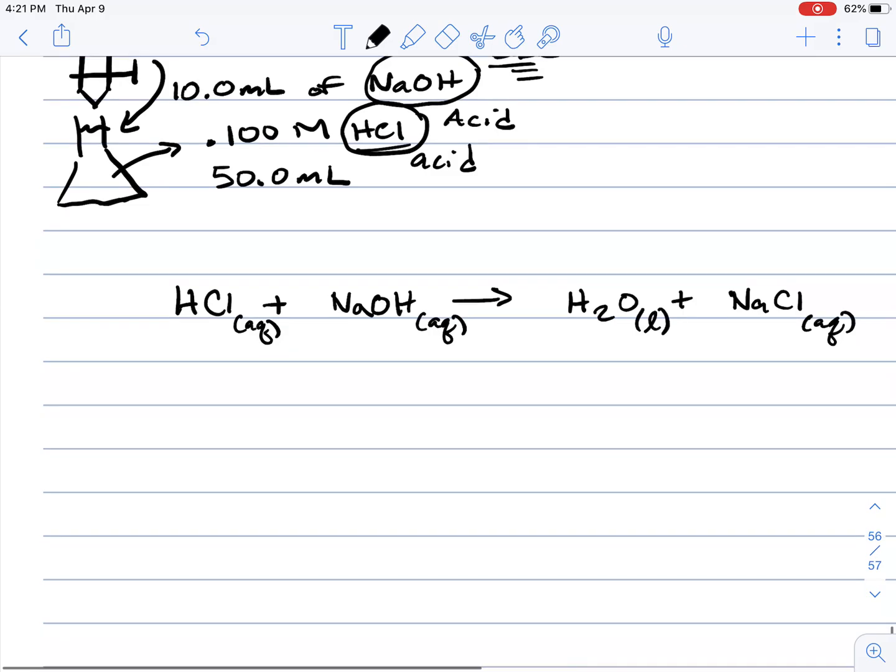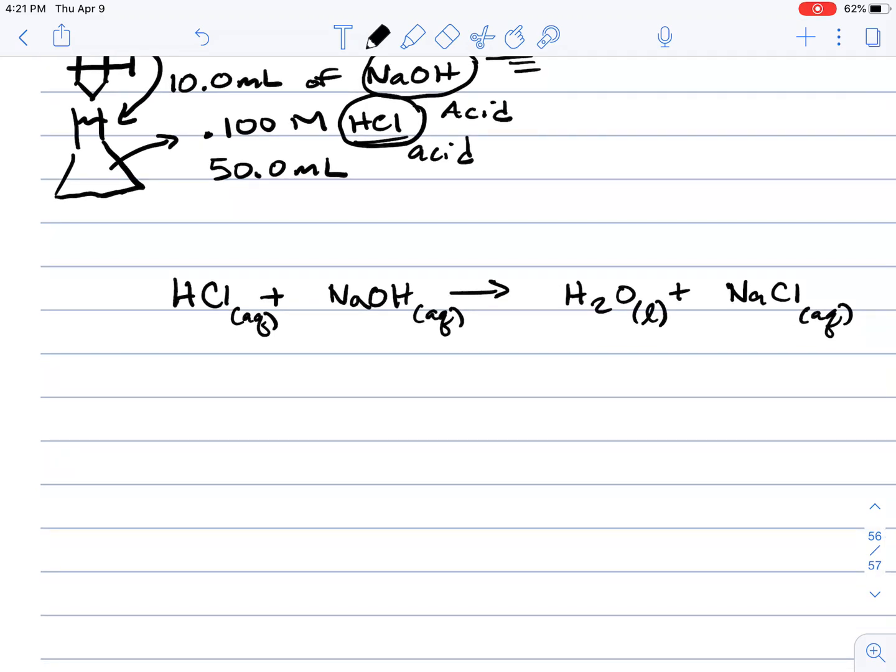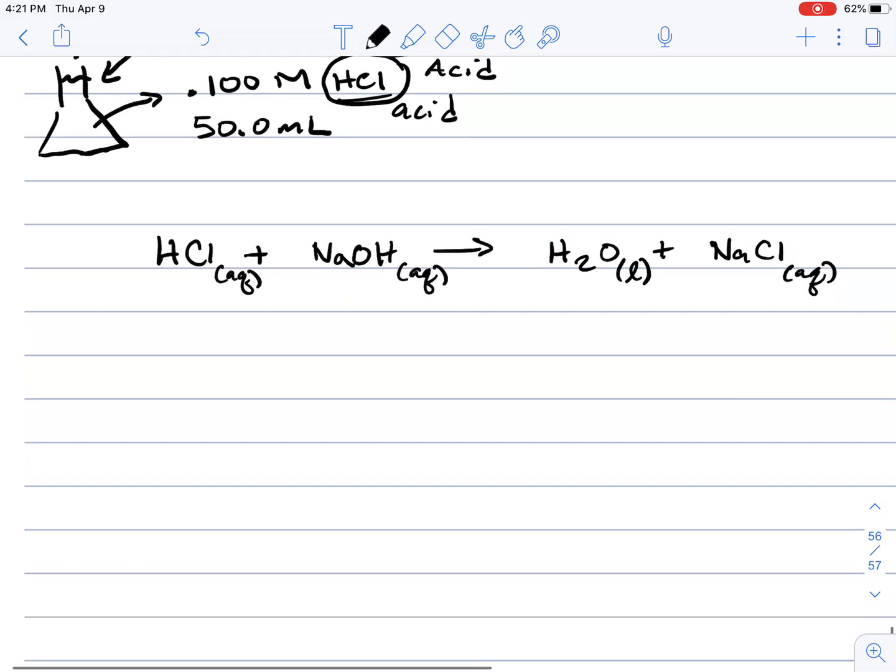And so if you guys are writing this acid-base equation in terms of a net ionic equation, then you're just going to go ahead and drop the sodium and the chloride from this chemical equation. Okay. And you guys don't have to do this.